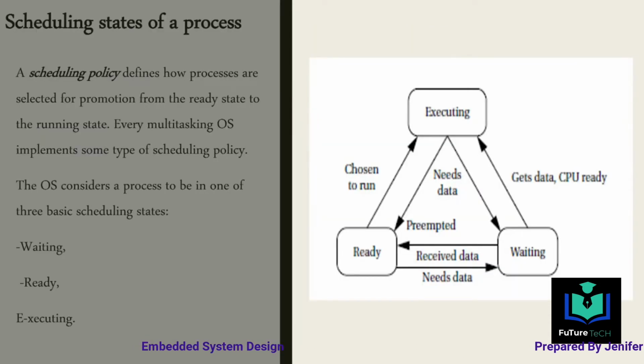So scheduling states of a process is the next thing. Scheduling policy defines how the processes are selected for promotion from the ready state to the running state. Every multitasking operating system implements some type of scheduling policy. The scheduling states can be classified into three states: waiting state, ready state, as well as executing state. The executing state is also called the running state.